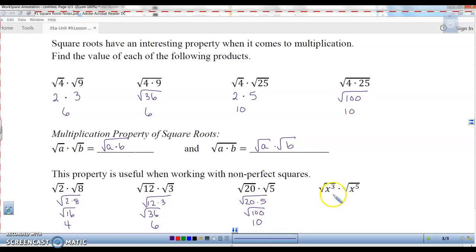Okay, and this also works for exponents. Remember we said even exponents are perfect squares. Well, x to the third and x to the fifth, neither one of them are perfect squares because they're odd exponents. But if I multiply them together, what do I do with the exponents? Well, I get x to the 8th when I add the exponents together. x to the 8th is a perfect square. What's the square root of x to the 8th? Divide the exponent by 2, and it will be x to the 4th.